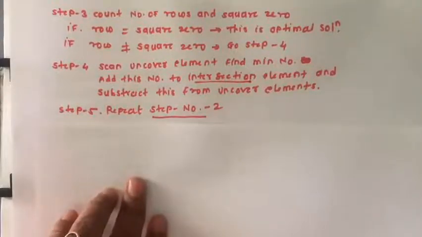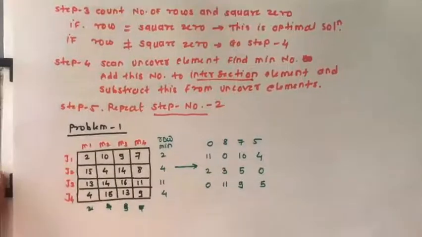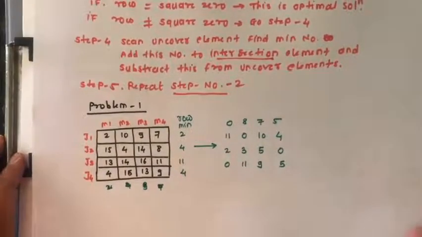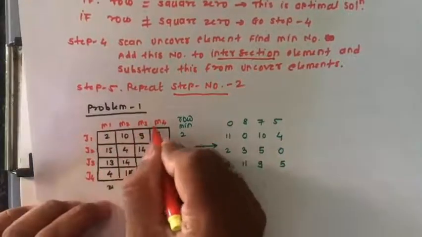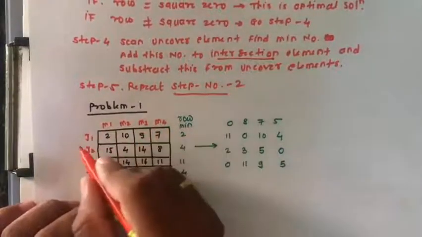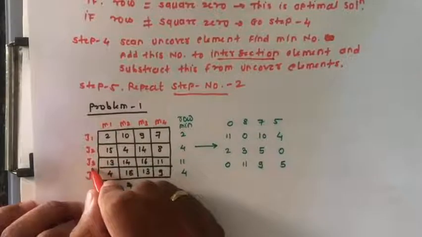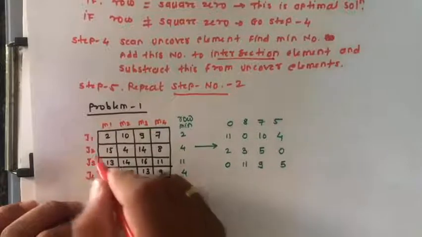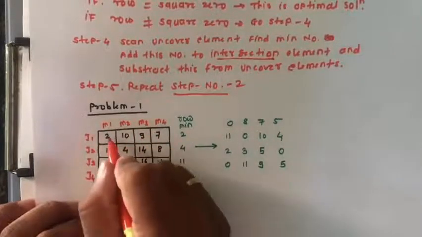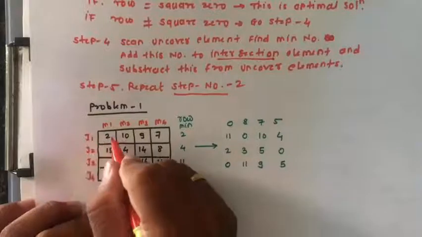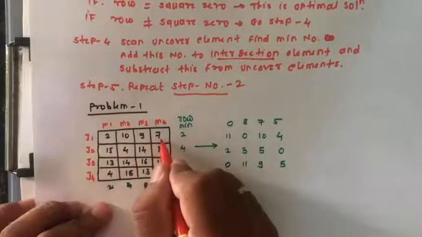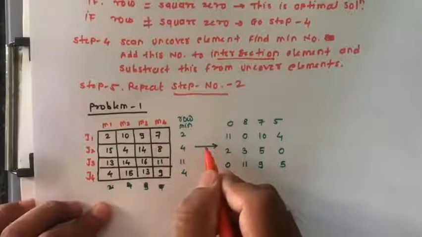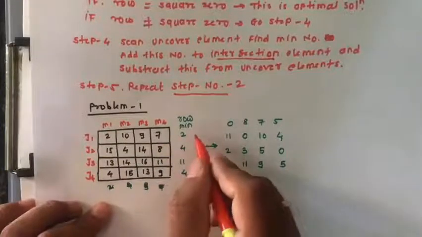Now we will see one example. Suppose this is our problem number 1: we have machines M1, M2, M3 and M4, and jobs J1, J2, J3 and J4, and each job has a particular time on each machine. J1 takes 2 minutes, 10 minutes, 9 minutes, 7 minutes respectively. So the first step is to find the row minimum.